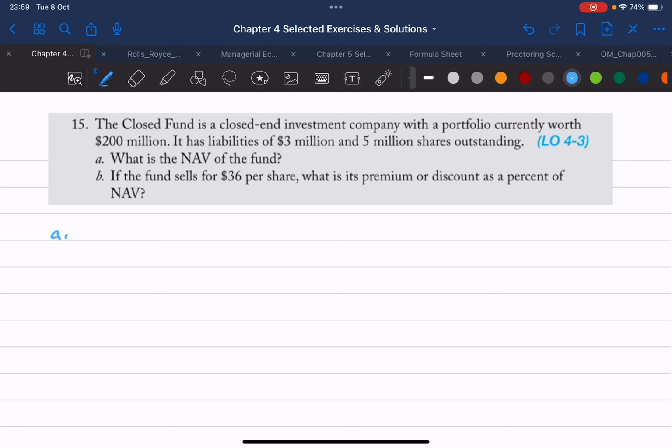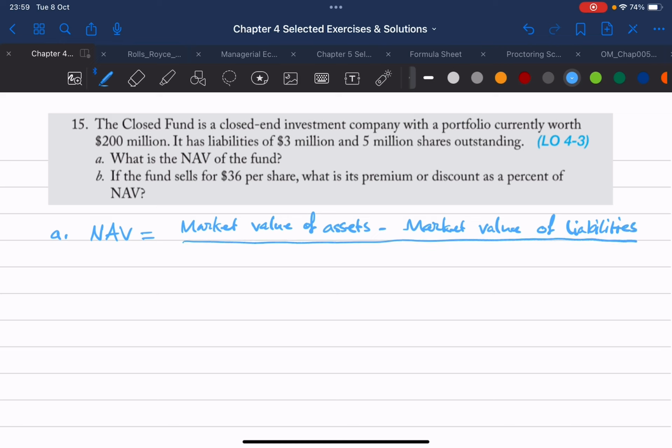What is the NAV of the fund? NAV, as we said, equals the market value of the assets. Let me write it again. Market value of assets minus market value of liabilities of the fund, of course. All of that divided by the number of outstanding shares.